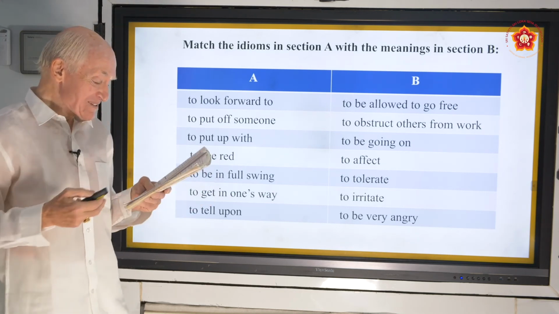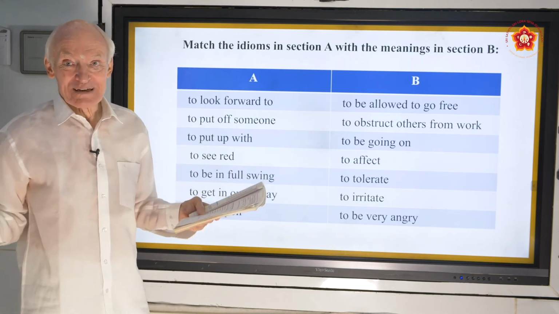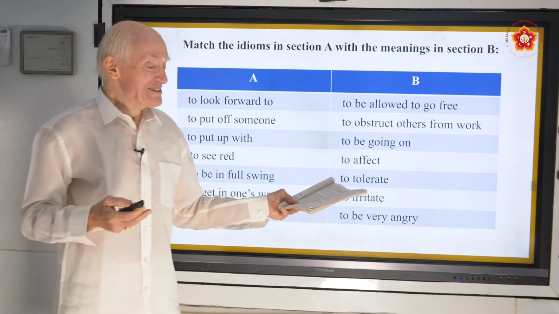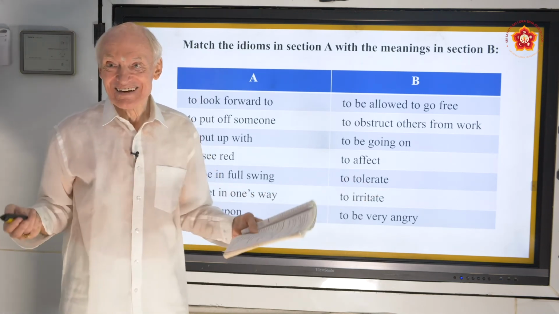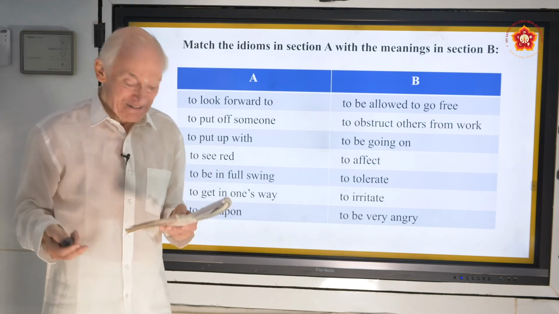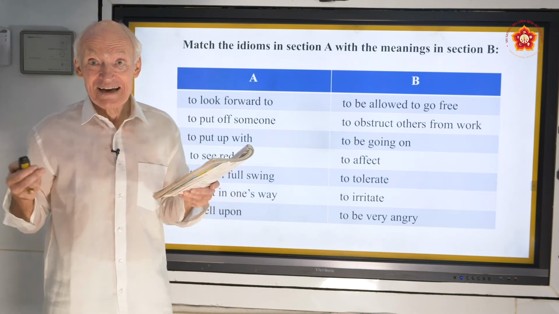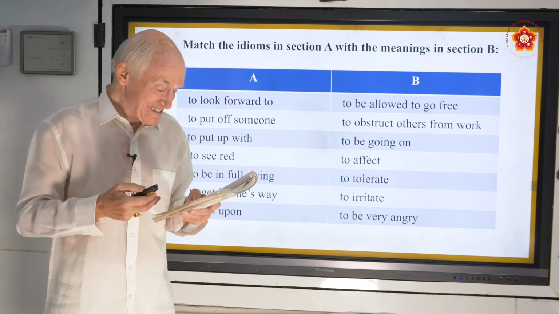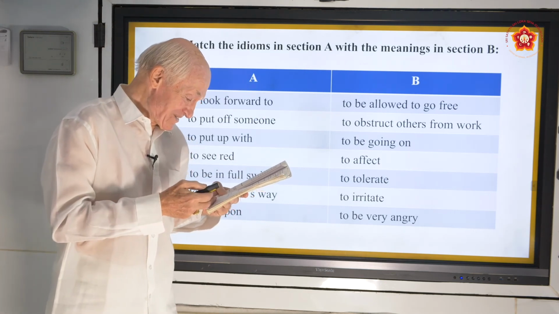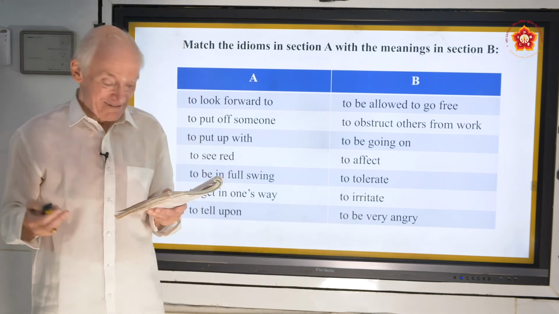Okay. To put up with somebody. Okay. To put up with somebody means I'm going to put up with you even though you don't know anything, you're not helping me out. What does that mean? It means you're going to tolerate this person. You're going to say, okay, I'm putting up with you. Even though you don't know anything about computers, we're still going to do this job. How about to see red? Everybody knows what that means. You get angry, right? So to see red is to be very angry. You're like a bull. You're seeing red at everything.